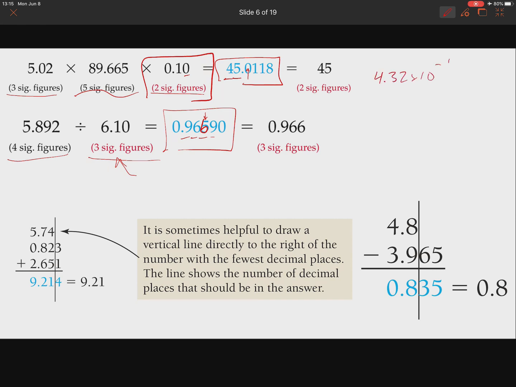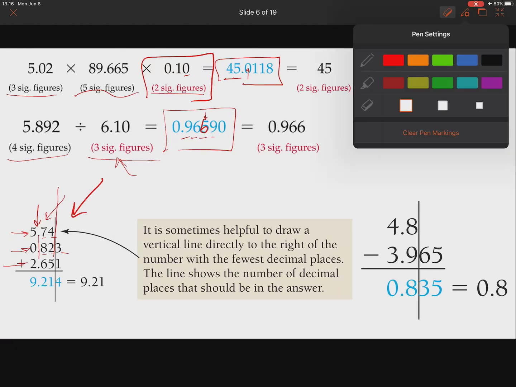4.32 times 10 to the minus 1 plus 1.66 times 10 to the 3 plus 1.2 times 10 to the minus 5, right? I'll come back to that in a second. So what we want to do is line up all our numbers, all of the decimal places in a row, so that we can see how many decimal places each number has. This one has 2, this one has 3, this one has 3. So our top number only has 2, so our answer can only have 2. And so that's what we do. We draw a line right after it, and we cut off everything that's beyond that line. So 9.214 becomes 9.21.